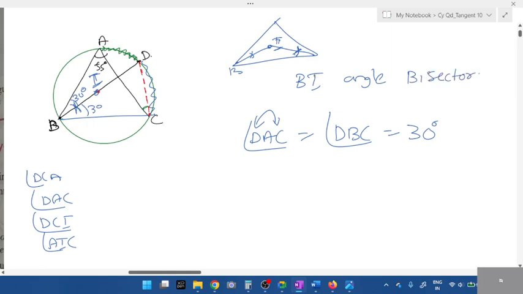This is the reason you have to write. Look here. You have to mention angle ABI is equal to angle IBC is equal to 30 degrees, and mention this reason: BI is the angle bisector. For angle which part? So DCI is 30 plus 65. Yes.